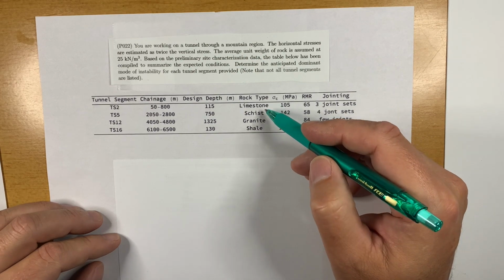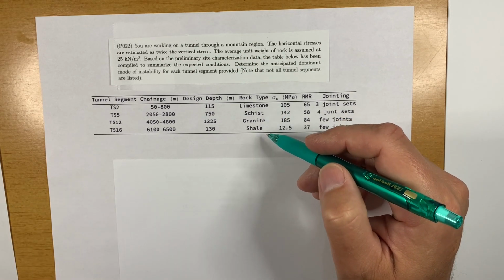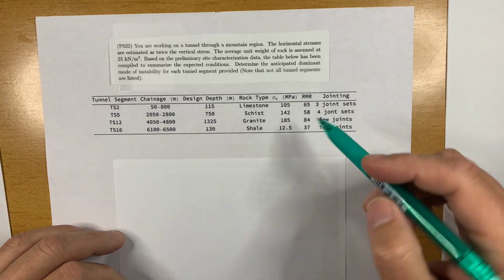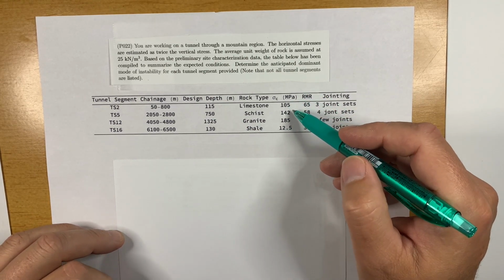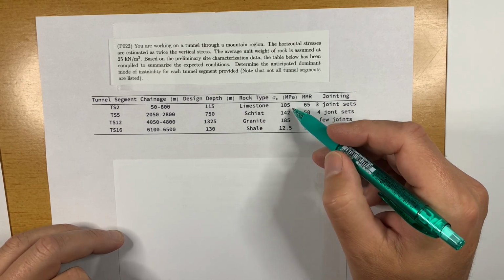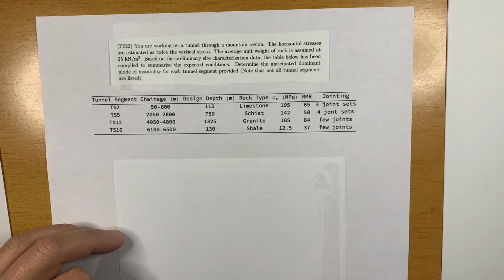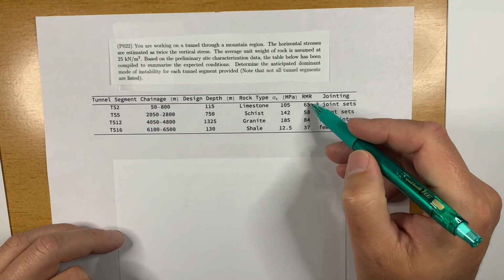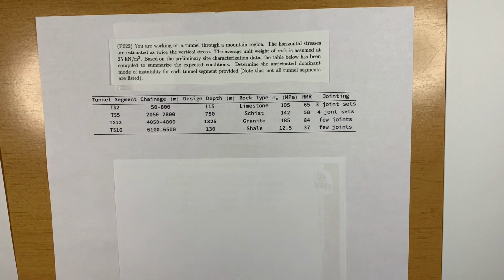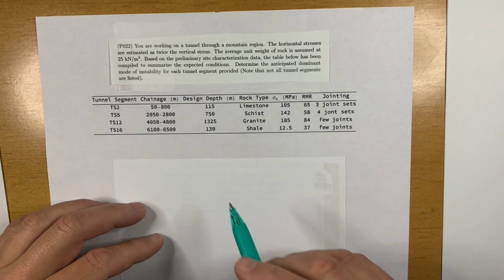We're going to be looking at four different rock types: limestone, schist, granite, and shale. We have the UCS value here, or sigma C, for each of these rock types. We have an RMR to classify the quality of the rock in each segment, and also a little description of the jointing to give us some preliminary assessment. So right off the bat, what do we see?